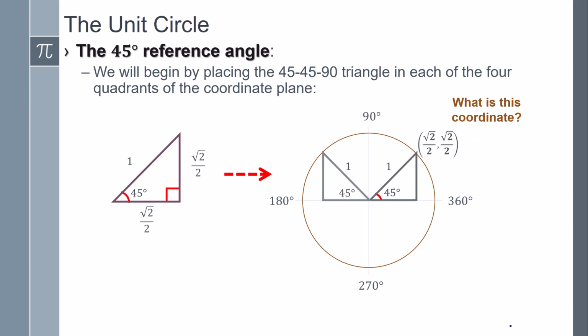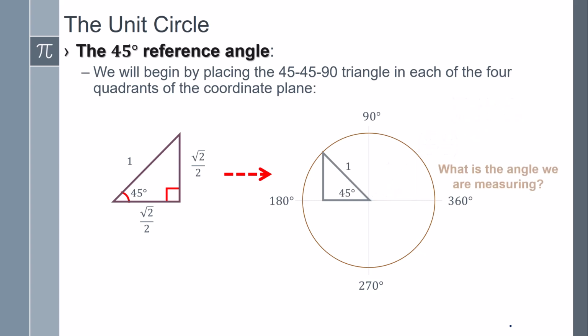Now, if I put my 45 degree reference triangle there, the rotation is actually 135 degrees, because all of this is 180. 180 minus 45 is going to be that 135 degrees. Well, now my coordinates are negative root 2 over 2, positive root 2 over 2.